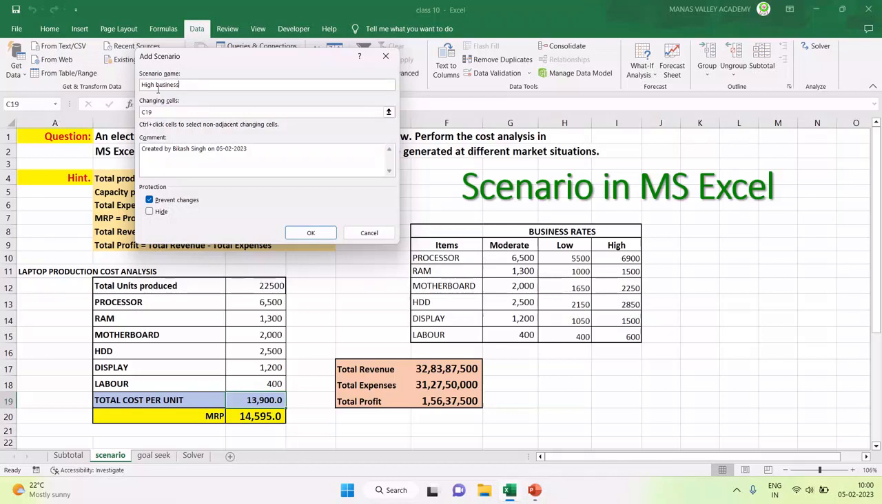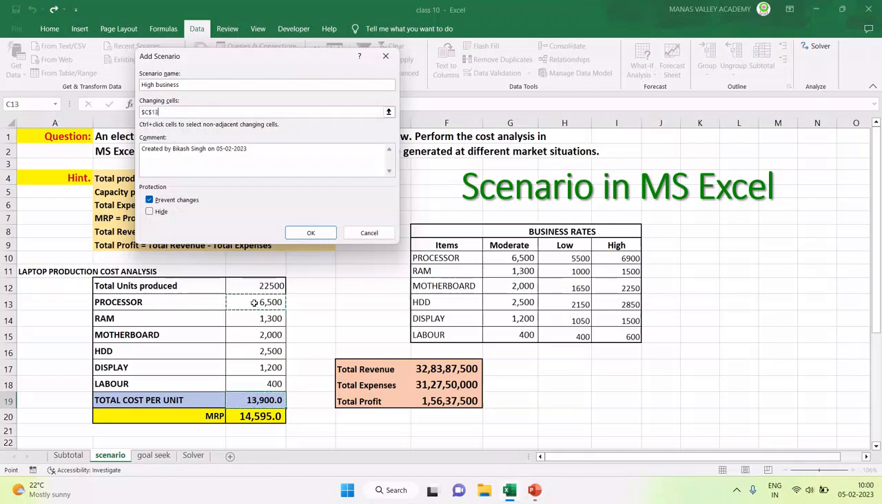Now, the changing cells. Which cells will be changed when there is high business? The rates of the different expenses will be changed. That means the processor, RAM, motherboard, hard disk, display, and labor. These are the cells that will be changed. Their values will be changed. So here in the changing cells option, we have to assign the addresses of the cells.